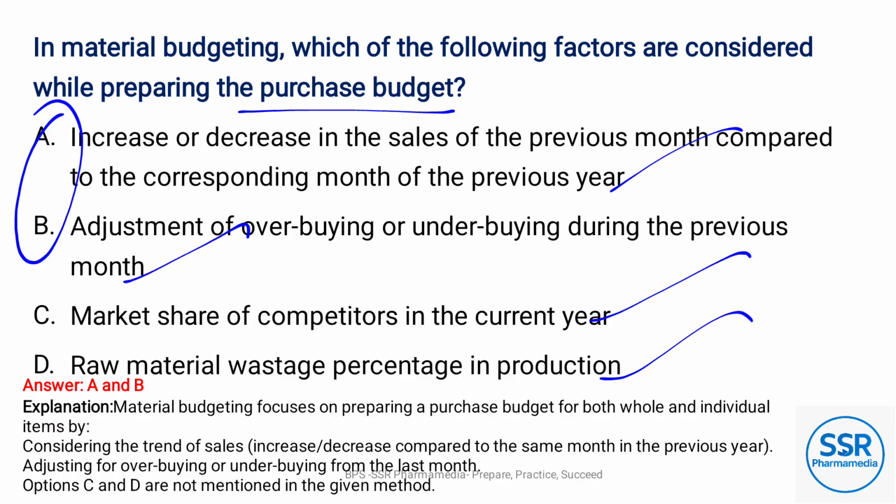Material budgeting focuses on preparing a purchase budget for both whole and individual items by considering the trend of sales increase or decrease compared to the same month in the previous year, and adjusting for overbuying or underbuying from the last month. C and D are not mentioned in the given method. So the answer is both A and B.